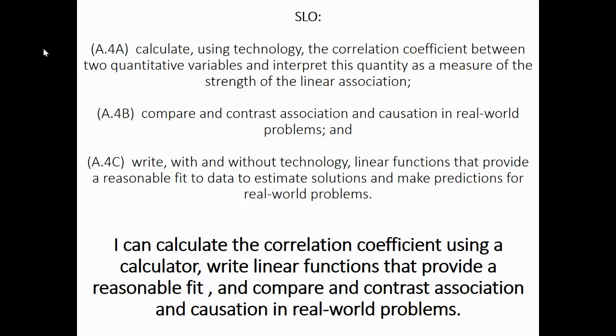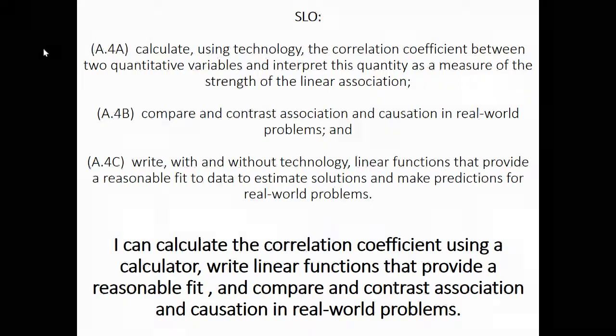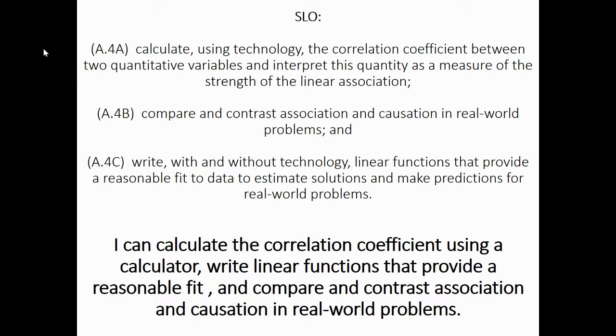Your SLOs, your student learning objectives, we actually have 3 today. The first one is A4A, calculating the correlation coefficient using technology, that's a calculator or Desmos. A4B is comparing and contrasting association and causation. And A4C is writing, with and without technology, your calculator or Desmos, linear functions that provide a reasonable fit for correlation coefficient. So your SLO for today is: I can calculate the correlation coefficient using a calculator, write linear functions that provide a reasonable fit, and compare and contrast association and causation in real world problems.